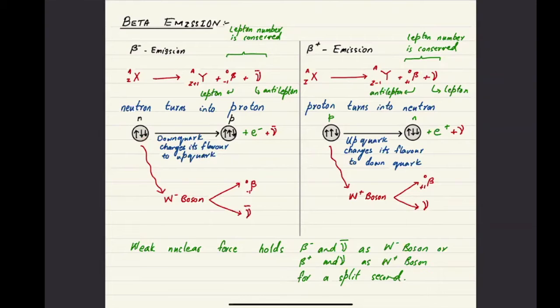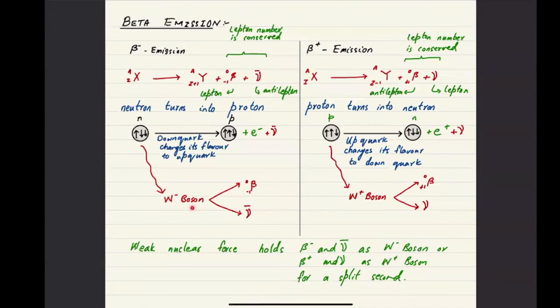And when a down quark turns into an up quark, it emits a W minus boson, which holds an electron and antineutrino together for a very small fraction of a second. And then that splits up into a beta negative and an electron antineutrino, which is why earlier on I was telling you that W minus boson is an exchange particle which is involved in weak nuclear forces.